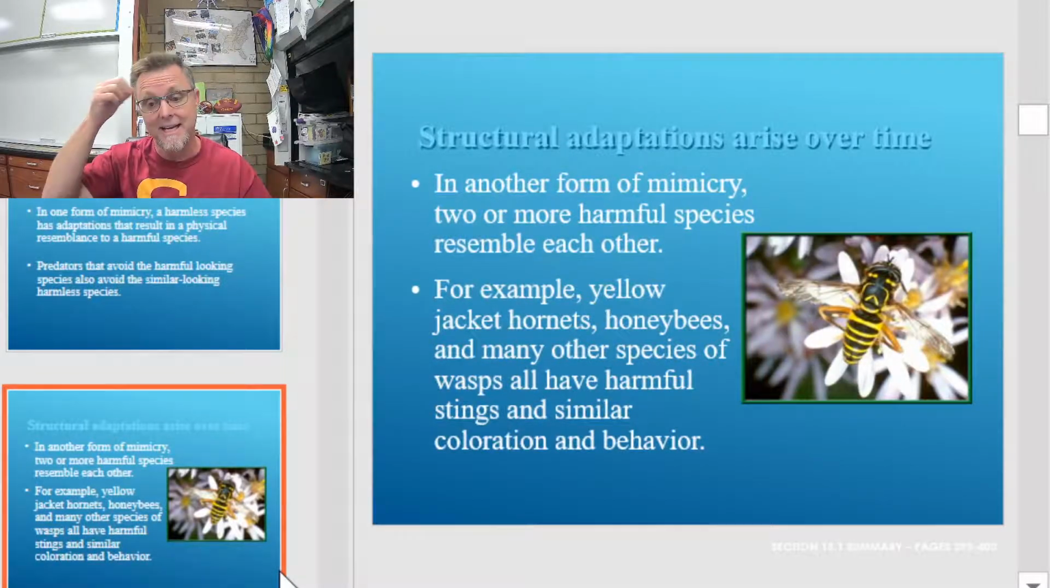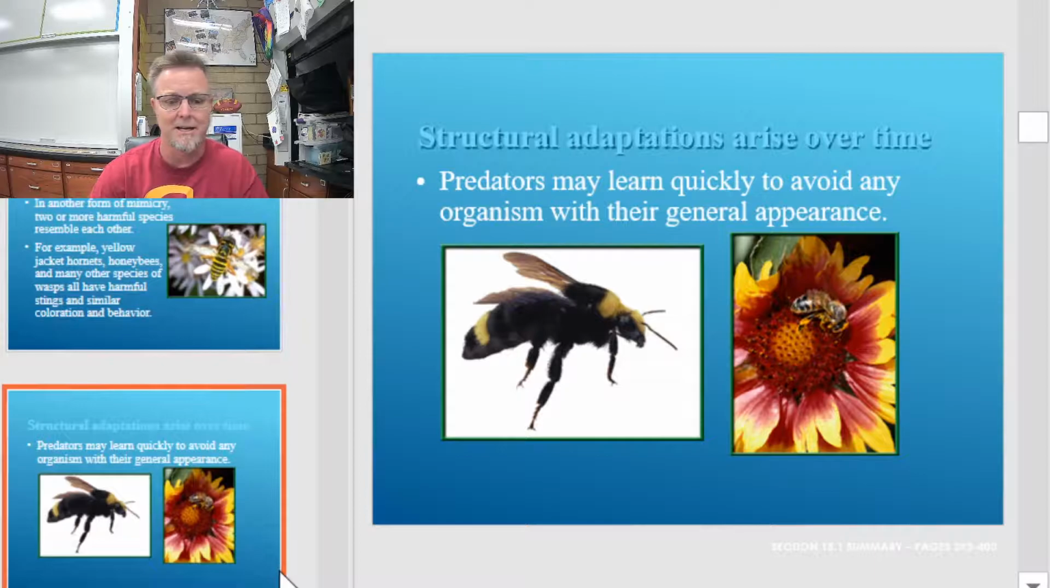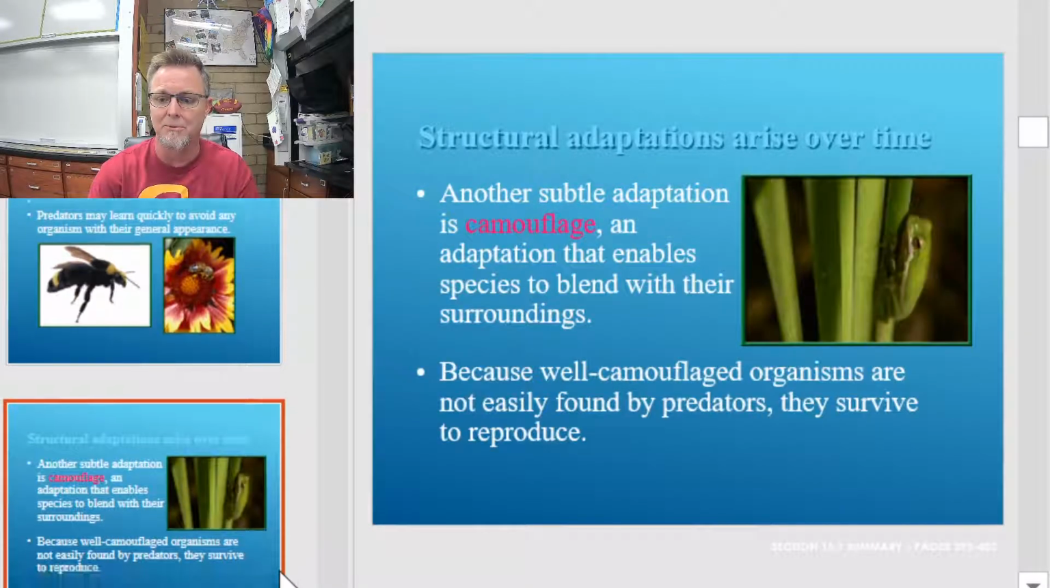There's another case of mimicry where two harmful species might actually look like each other, and in both cases, predators will leave you both alone, like yellow jackets, hornets, honeybees, and other species of wasps all look similar, so it kind of becomes a carte blanche. Anything that has that body shape and stripes, predators don't want to mess with you because maybe one of them at some point, like I said, got stung, okay? Predators will learn quickly to avoid an organism with that general appearance.